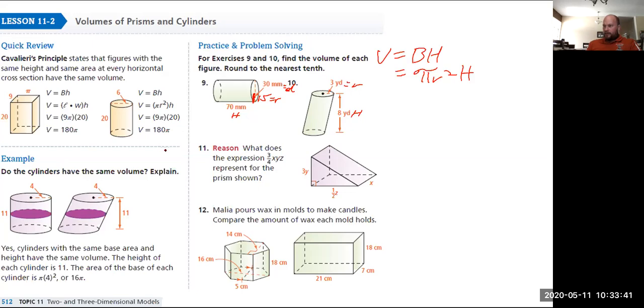All right, we have, for the first one, plugging this in, volume equals pi is 3.14. The radius was 15, so times 15 squared, times the height, which was 70. So now we're just multiplying it all out. 3.14 times 15 squared times 70. $49,455. That would be our answer.